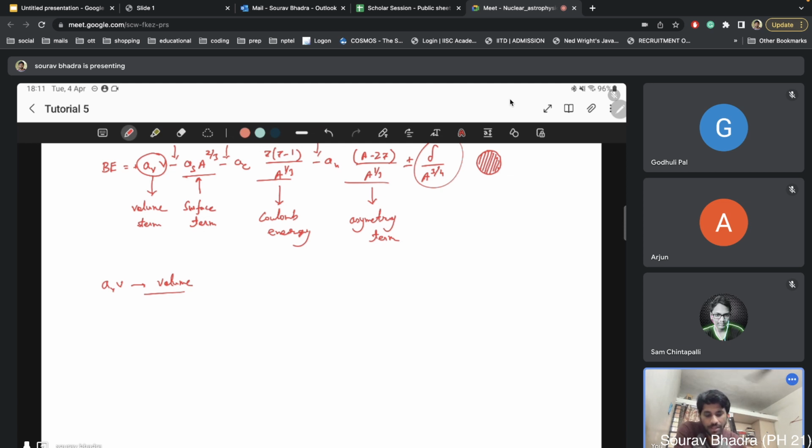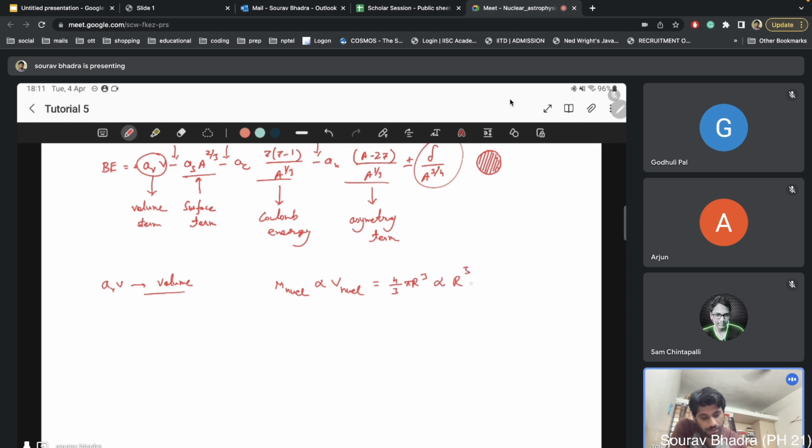Okay, that is why the first term is proportional to the volume, and as you know, the nuclear density is roughly a constant value. So the mass of a nucleus is proportional to the volume of a nucleus. More volume means more mass, because the density is constant, and volume is 4/3 pi r cube, where r is the radius of the nucleus. So you can write volume of nucleus is proportional to r cube.